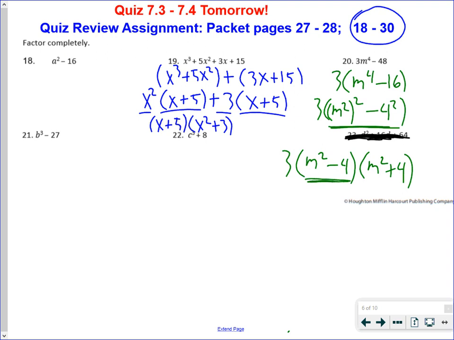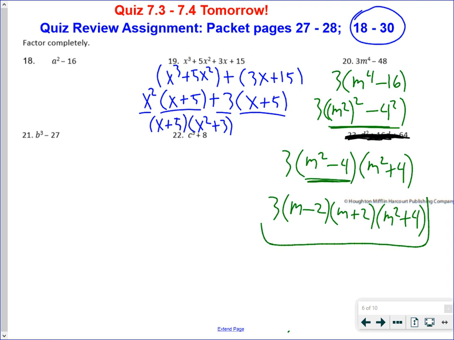And we can see that m squared minus 4 is another difference of squares. So we can factor that out one more time. And that factors out into m minus 2 and m plus 2. M squared plus 4 cannot be factored out anymore. So we just bring it down. And we stop here. And that's going to be our answer for number 20.